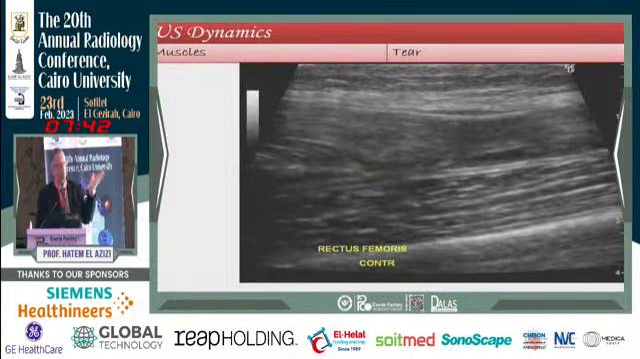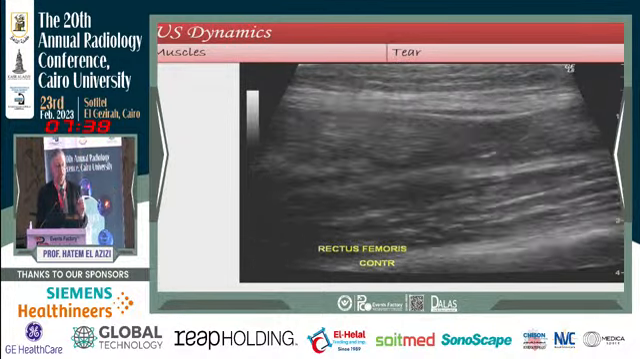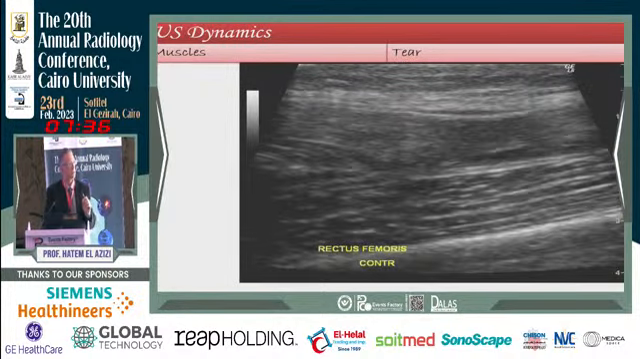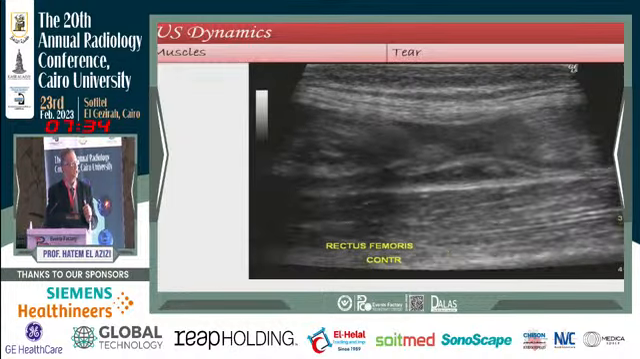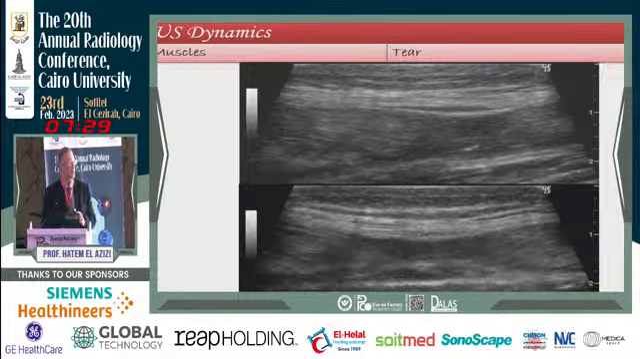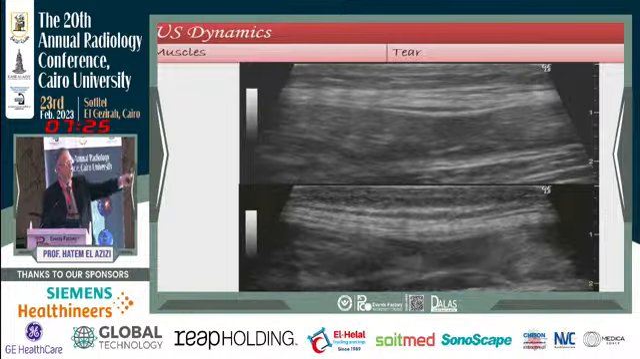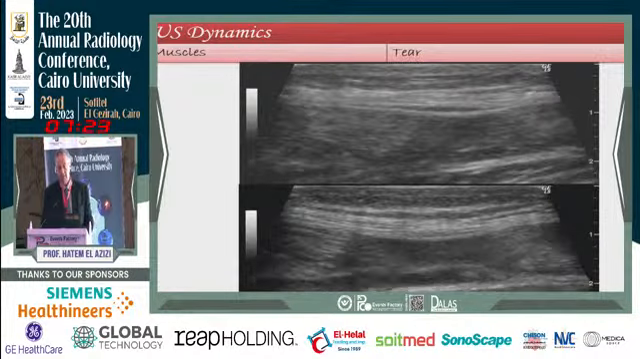Another case, partial thickness tear. The first look is a partial thickness tear, but we're missing the diagnosis because we didn't do the dynamic. In the dynamic, actually, it is a full thickness tear. We miss the diagnosis if we use static ultrasound only. Again, the upper one looks like partial. In the dynamic, it is a full thickness tear.